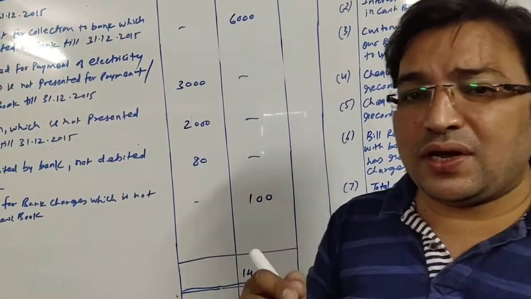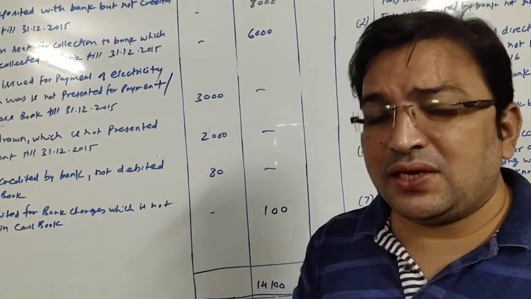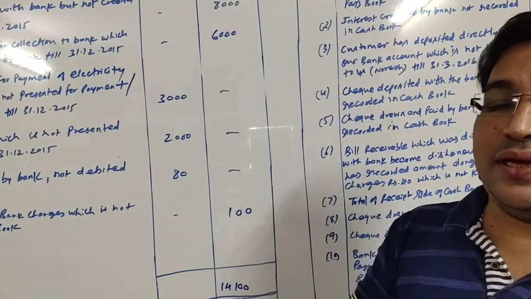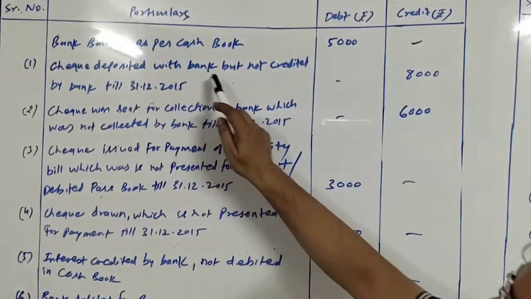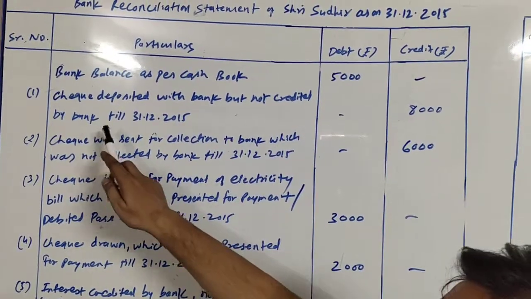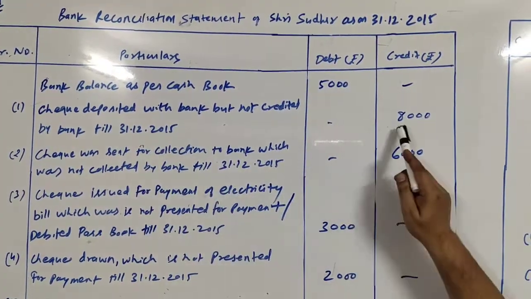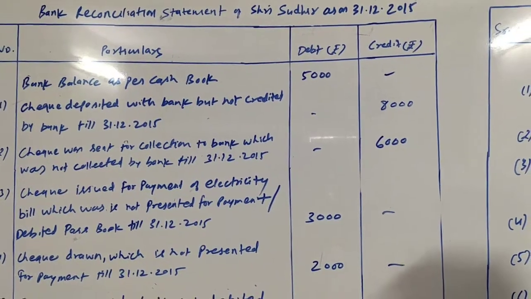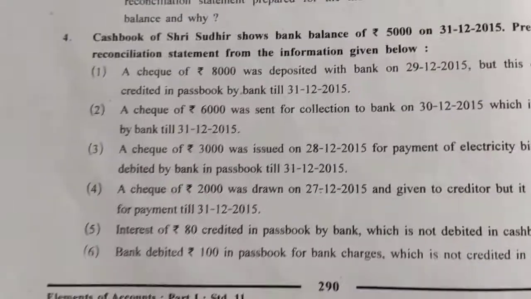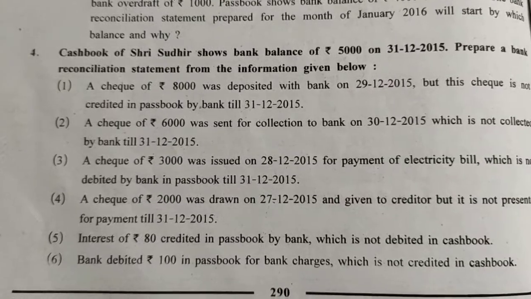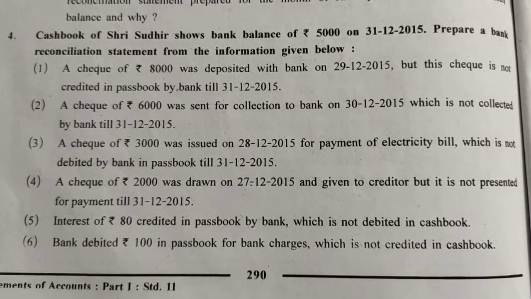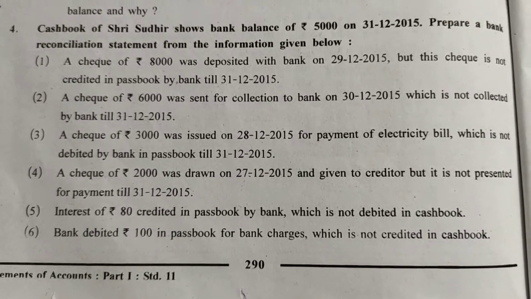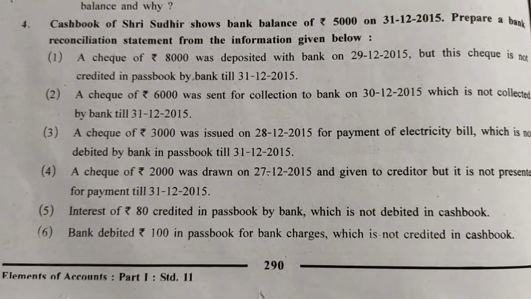Suppose the bank has to record this, the bank will be crediting this. So in our bank reconciliation statement, the same will be credited by us. So here it is, check deposited with bank but not credited by bank till 31/12/2015, rupees 8000. Okay, next. The second one, a check of rupees 6000 sent for collection to bank on 30/12/2015, which is not collected by bank till 31/12/2015.